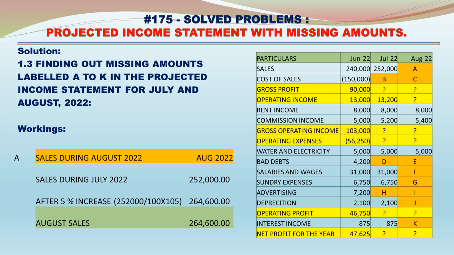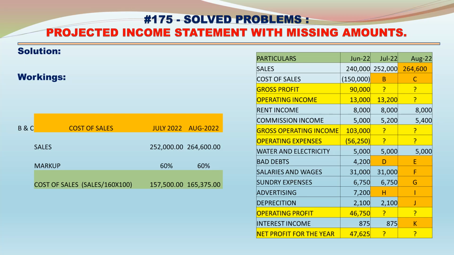So we put 264,600 in August against sales. For B and C, cost of sales for July and August. Sales for July 252,000, sales for August 264,600. Markup 60%. Cost of sales is sales by 160 into 100: 157,500 for July, 165,375 for August. So we put the figures against cost of sales.